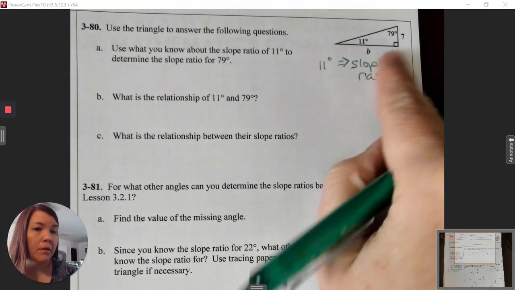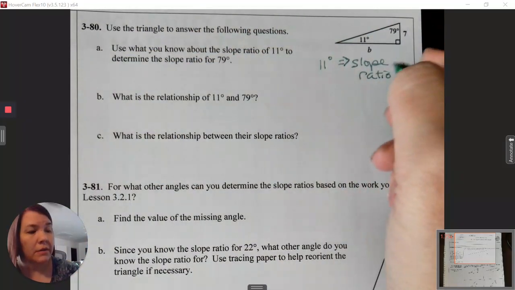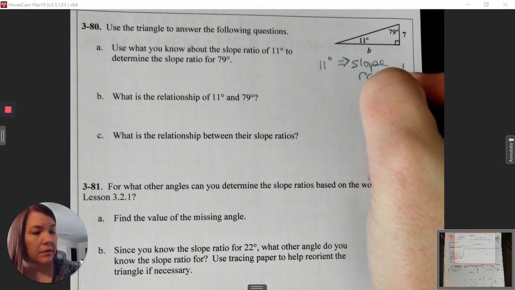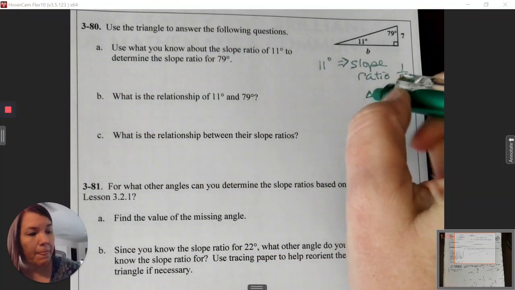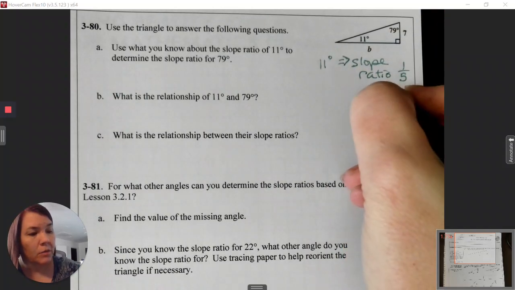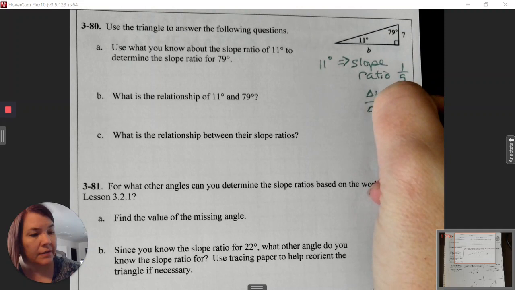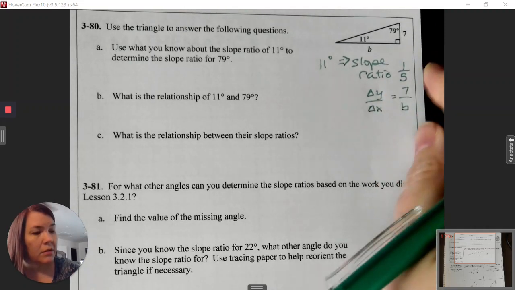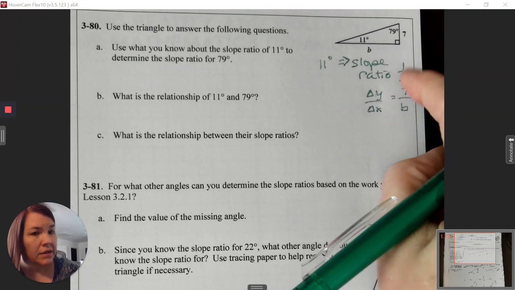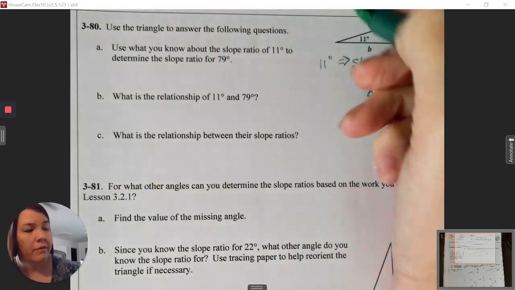Okay, so that means delta y over delta x. Delta y is 7, delta x is B. So I multiply 1 by 7 to get 7, so B must be 35.